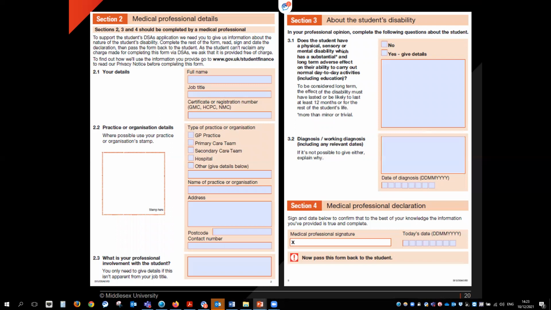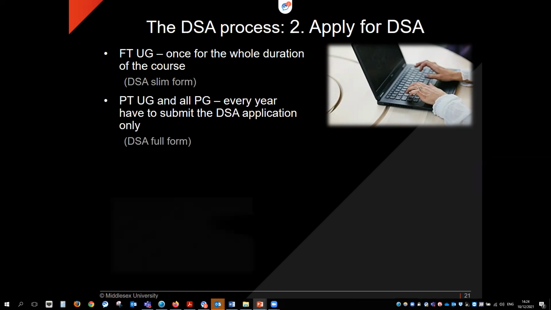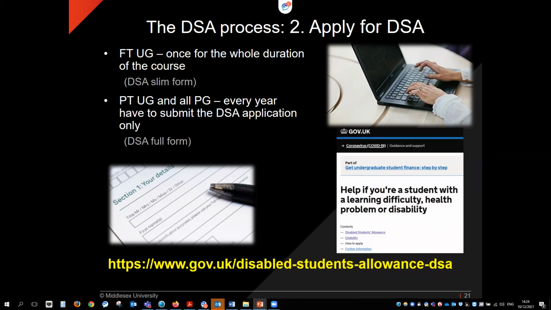Okay, so the student obtains the medical evidence, and the next stage is to apply for the DSA. So they can apply online, or they can apply by paper. Okay, if they apply online, this is the website. They can do it at the time of their application for the course loan. So if they have a condition, they're prompted to apply for DSA, and then they're prompted to upload the medical evidence, or the medical evidence can be emailed.